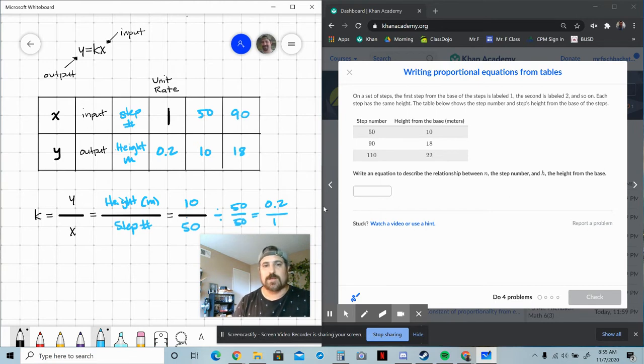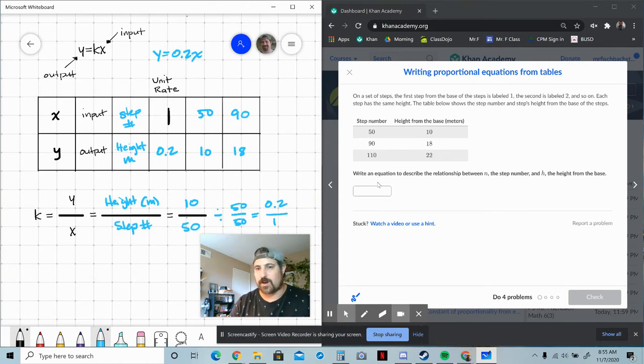The equation for this is real simple. You take your unit rate, 0.2 over 1, which is 0.2. That becomes your constant. That's your k. And so you just write y equals 0.2 times x. Anytime you have the input of steps, you multiply it by 0.2 or 1/5, and you get the output of height. Okay? So that's the equation.